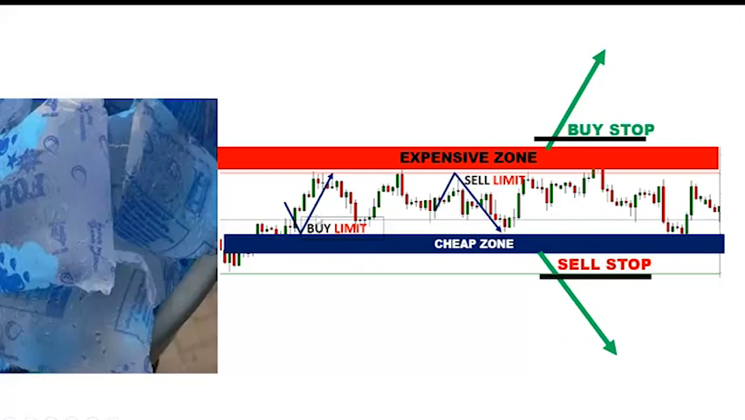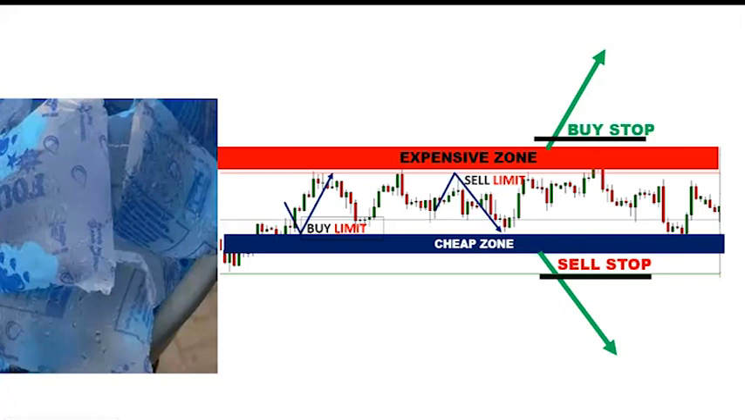Now, while you're doing that and you're making profits within this consolidation, you could actually also have your buy stop and sell stop outside this consolidation. So while you're using buy limit, sell limit within the consolidation, you could actually have your buy stop and sell stop outside the consolidation. Now, what I like to do is to put my buy stop where I have the stop loss for my sell limit. All right, so let me repeat that.